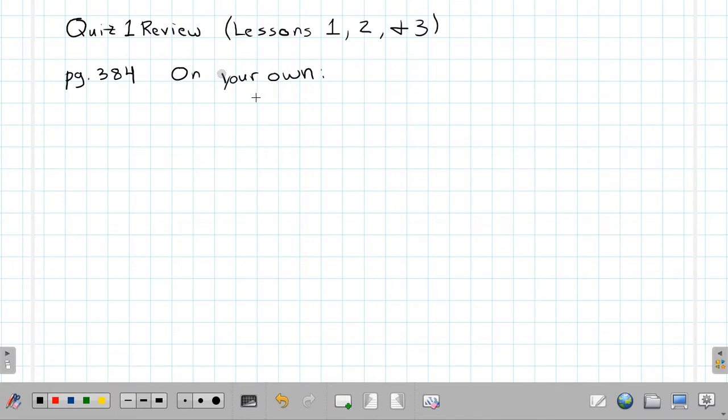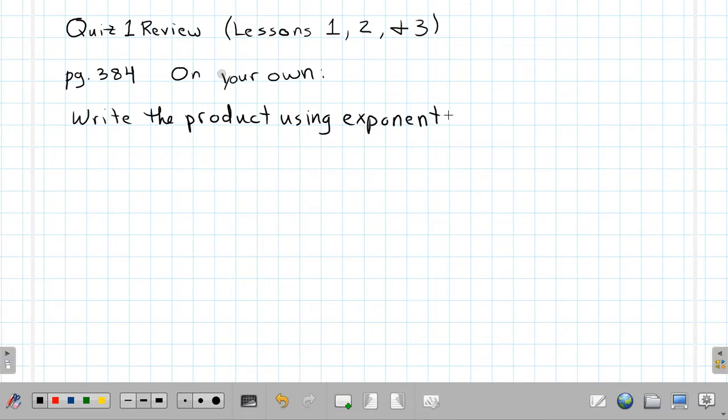The instructions for these questions are that we want to write the product using exponents. One thing I saw a lot of people doing on the practice and the homework was, instead of writing the product using exponents, they went ahead and actually evaluated what the product was. Pay attention to the directions.